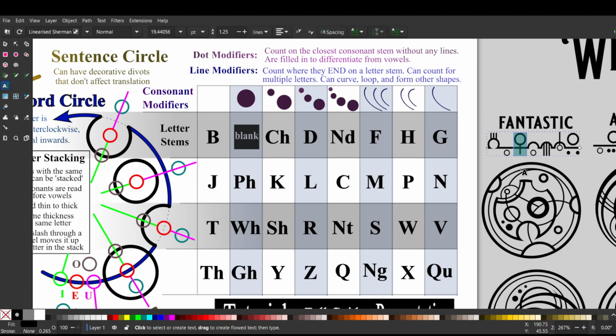So, then there are modifiers. There are line modifiers, which are noted here. So this has 1, 2, 3 lines, so it's in the 3-line column. And this has 2 dots, so that means it's in the 2-dot column. So this would be a K or a K sound.